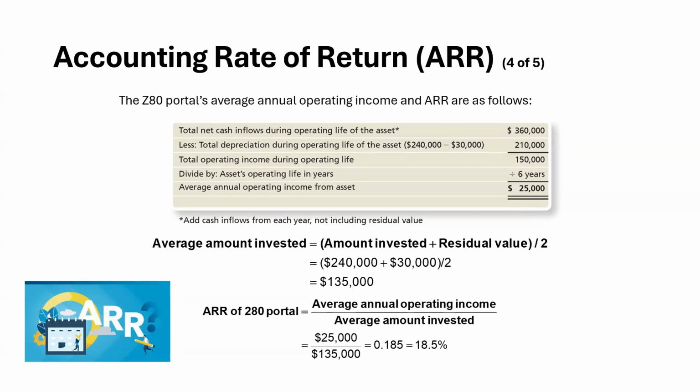I want you to notice that the Z80 average annual operating income of $25,000 is higher than the business-to-business portal average annual operating income of $20,000. This is because the Z80 asset has a residual value at the end of its life, resulting in less depreciation expense each year, which leads to a higher average annual operating income.